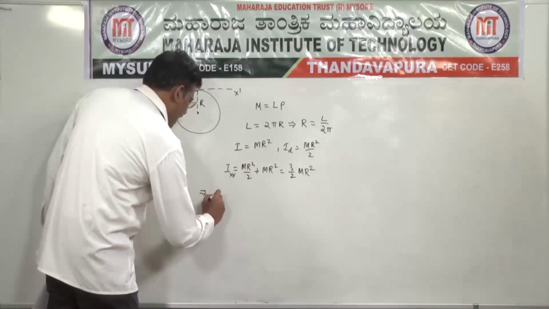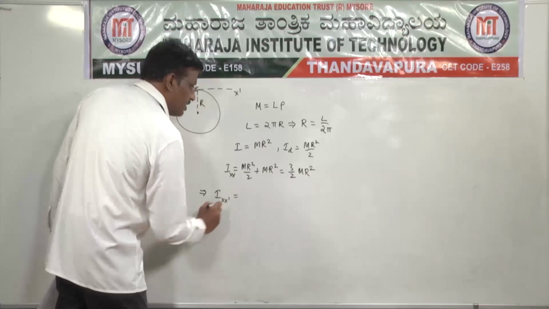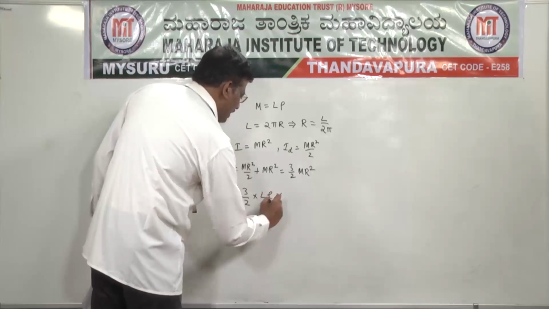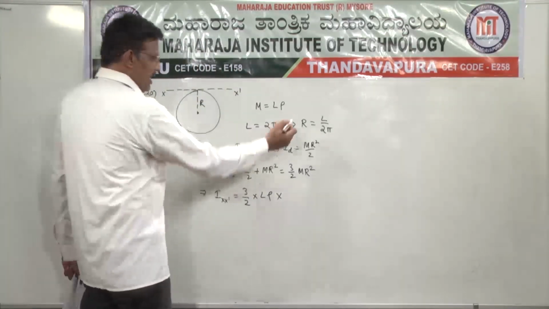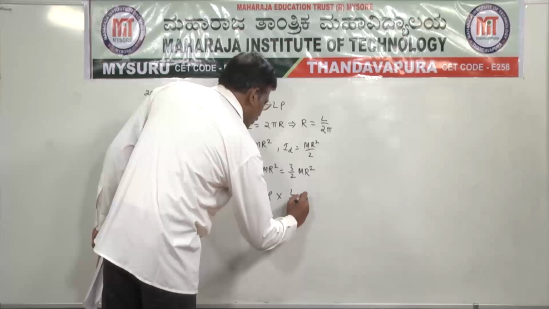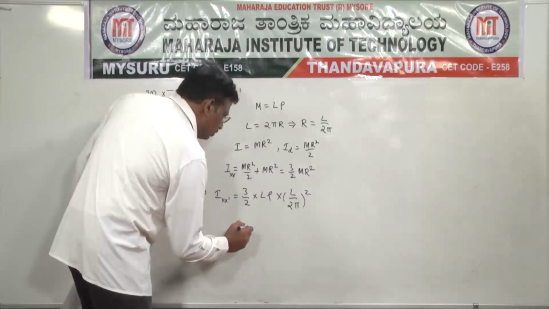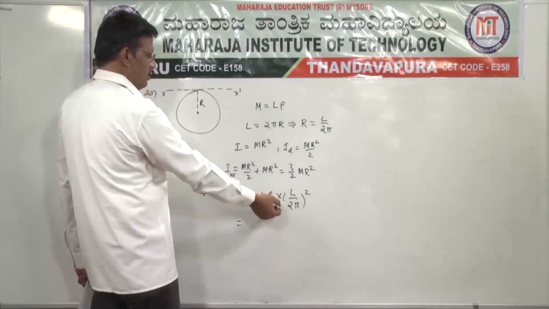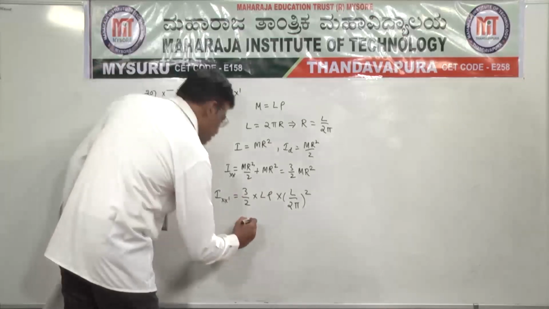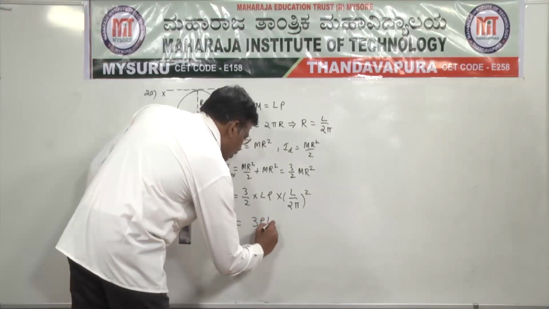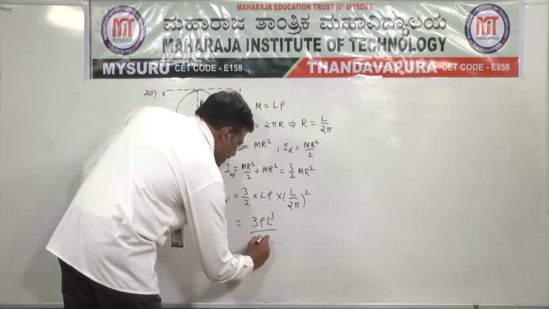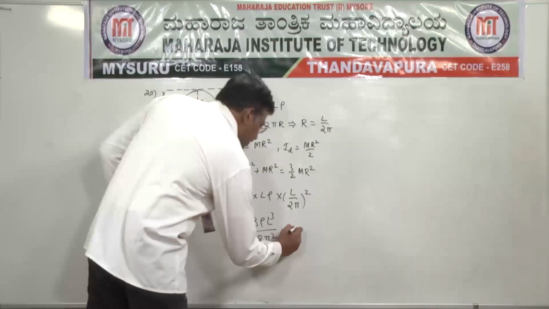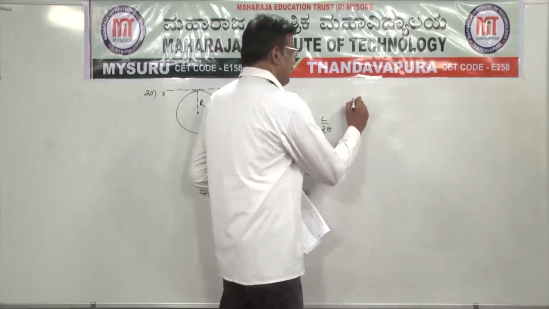So I x dash is equal to 3 by 2 into m, and what is m here? L into rho, into r square, which is L by 2 pi whole square. So that is equal to L into L square, L cube rho, and here 2 pi whole square is 4 pi square, 4 into 2 is 8. So the total answer is 3 rho L cube divided by 8 pi square. That is option D. Option D is the right option.